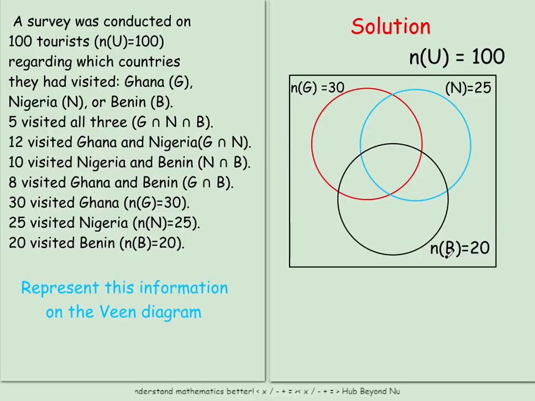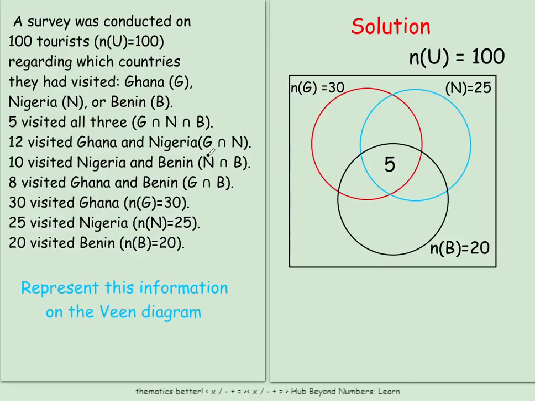With this done, to fill our Venn diagram, the best practice is to start from the middle. So if you come here, they said 5 visited all 3. All 3 represent what you have in the middle. This portion is the middle. So I'm going to put my 5 there.